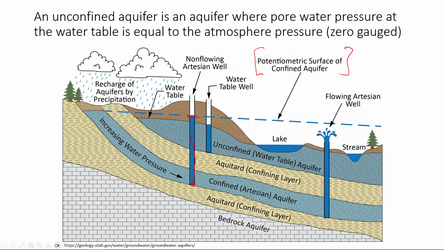So what does an artesian well mean? It means that my potentiometric surface, or piezometric surface, is above the land surface. When my potentiometric surface is above the land surface, then this is an artesian well. But let me tell you something here. How does this get recharged? This gets recharged from here, directly from the land surface.